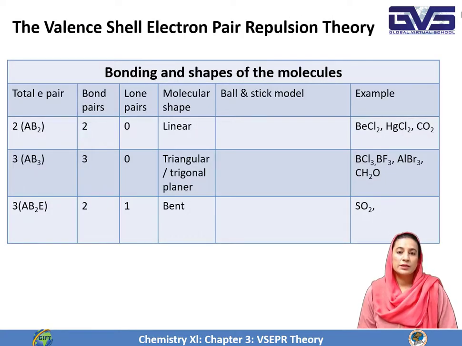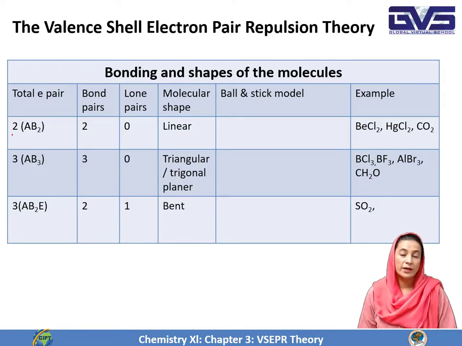Students, this is the table to determine the shape of molecules, and it is very important to understand this table. When you understand this table, you can draw the shape of any molecule. In the first column you can see total electron pairs. Total electron pairs include bond pairs as well as lone pairs. So first, if a central atom has a total of two electron pairs, in this case both of them are bond pairs.